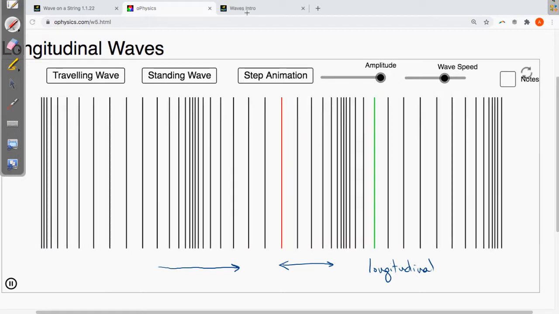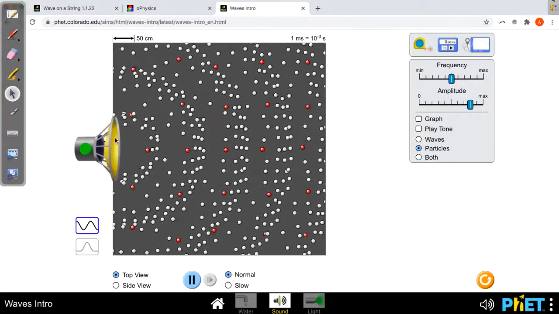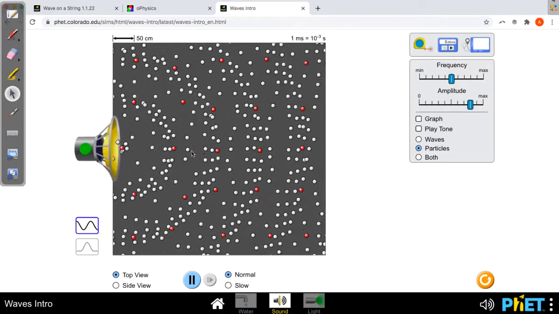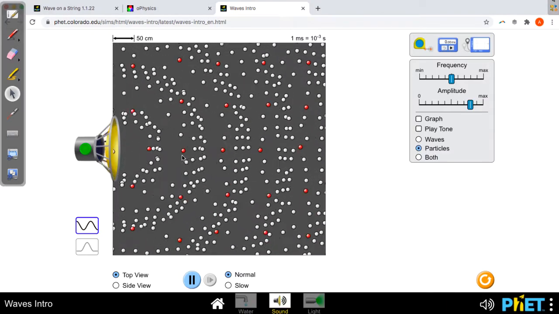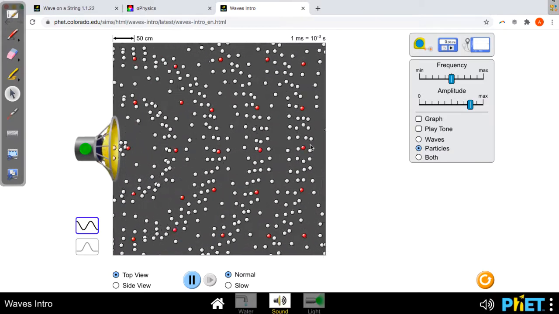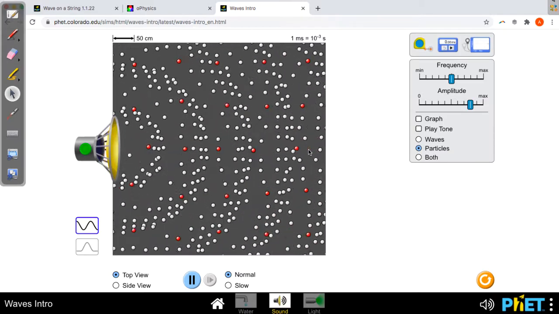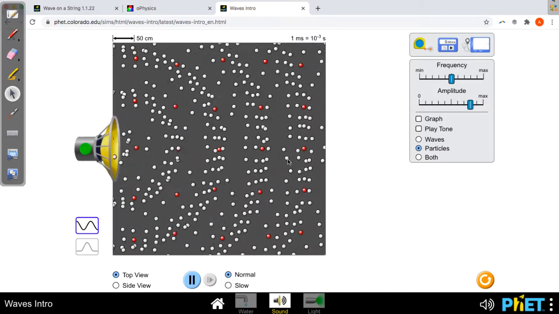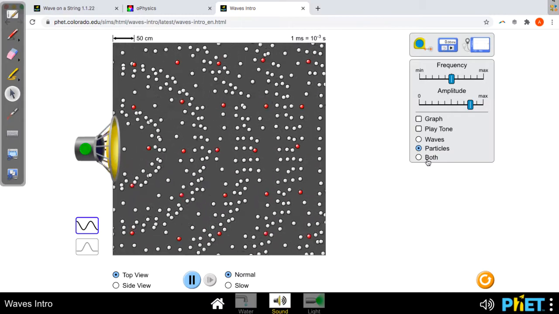Here's another example. This is another simulation from PhET. Here we see a loudspeaker and particles of air, and if you focus on the red particles, it's easier to see than with the white ones, you can see that they're just moving backwards and forwards, left and right. And if you look at this one, you'll see that it never moves off the screen. So the particles themselves are not making any forward progress. They're not moving to the right off the screen.